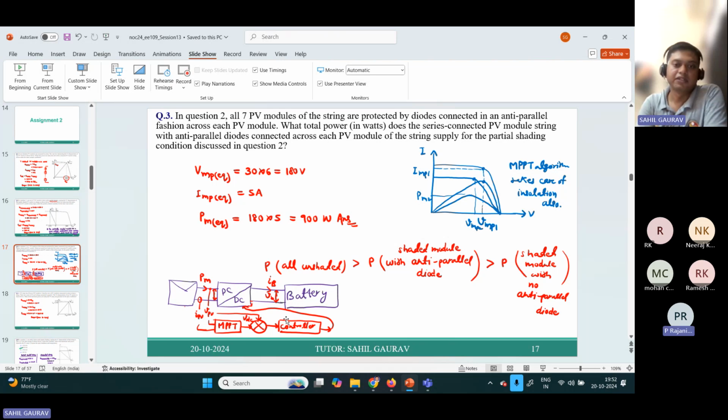Sir, suppose we take an example. Suppose my PV module voltage rating is 48 volts and the current is 5 amps, sir.